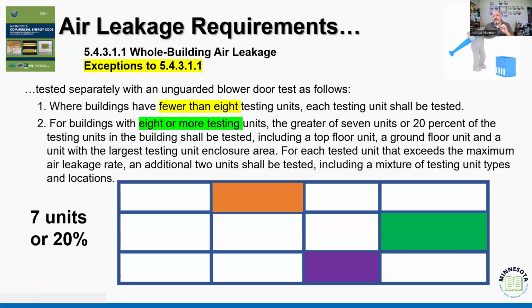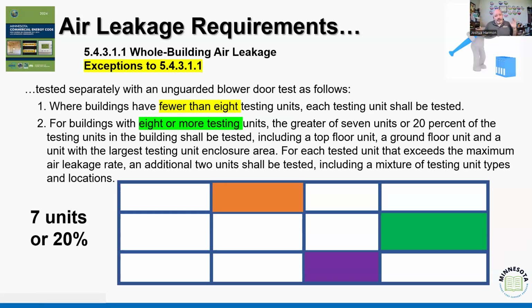If it's more than 8, we do 20%. So if I'm doing 300 units, I'm doing 60 tests. And the code gives us those directions on at least a unit from the top floor, a unit from the ground floor, and then the largest unit, right? A representative sample. Depending on the design, depending on the project, I've got projects where that largest unit is a 2-story unit inside a 24-unit complex, right? And so maybe there's something like that.